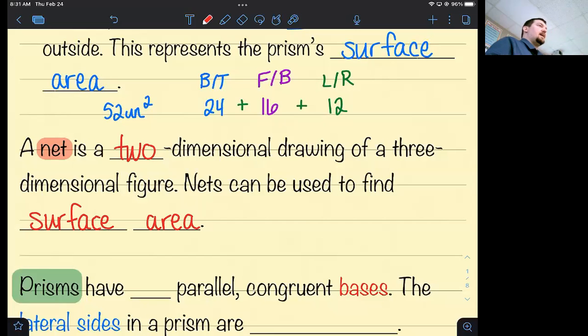That's surface area. And you might be thinking, wait a second, I thought area was the space inside of a shape. It's the space inside of a two-dimensional shape. So if I lay it out flat, two-dimensional, there's your surface area. The space inside of a three-dimensional shape is called volume.